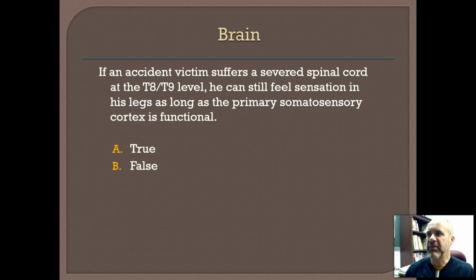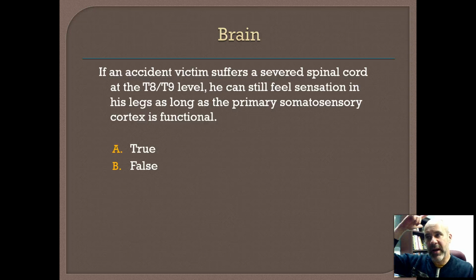All right, if an accident victim suffers a severed spinal cord at the T8, T9 level, he can still feel sensation in his legs as long as the primary somatosensory cortex is functional. Do we think that's true or false? T8, T9 level, that's thoracic, so here in the chest.